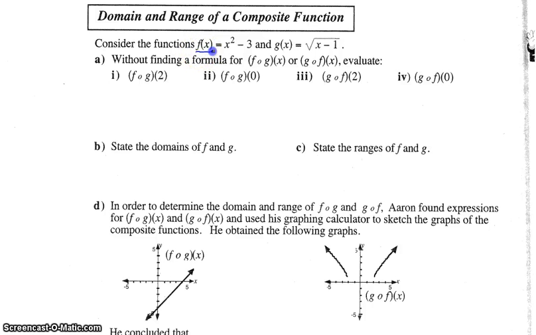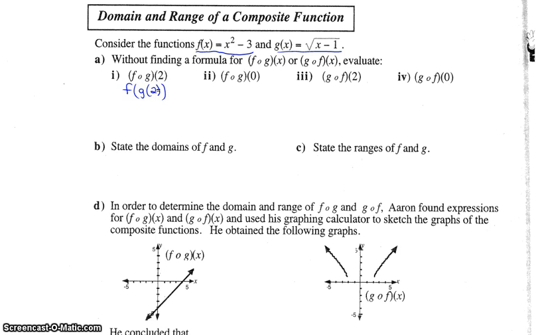Now, they want us, first of all, without finding a formula for f of g of x or g of f of x, to evaluate. So basically what they're saying, and we're not really finding a formula, but I am going to write this a little differently. That other notation is easier to look at. What we're going to do is concentrate on finding the inside first, which is g at 2.